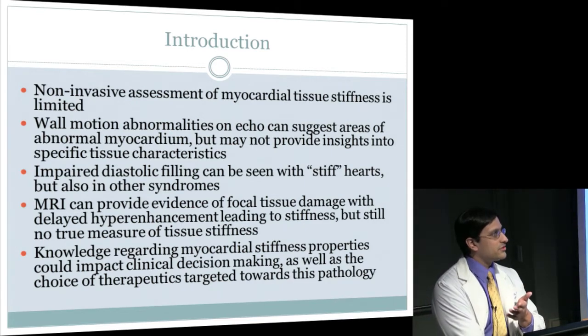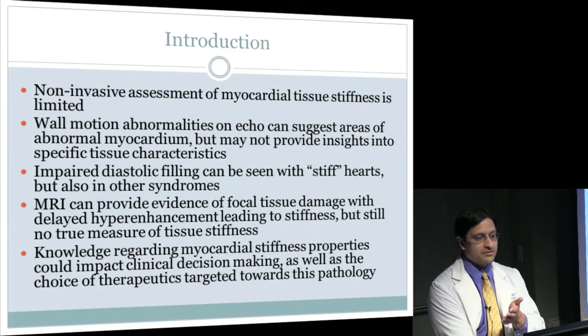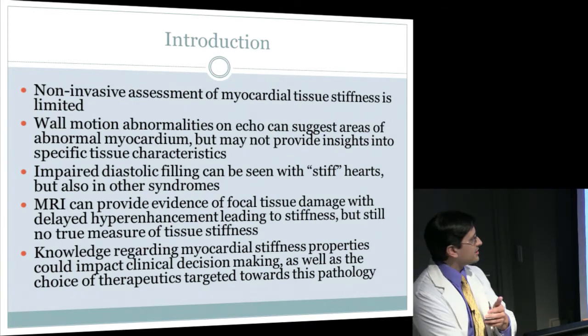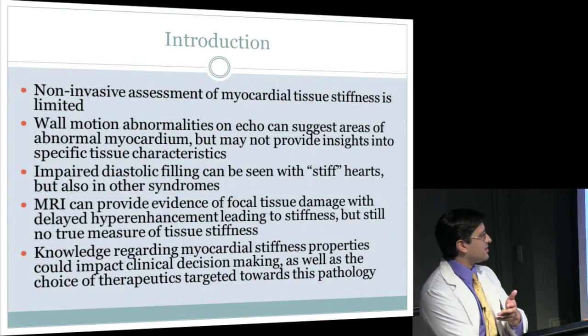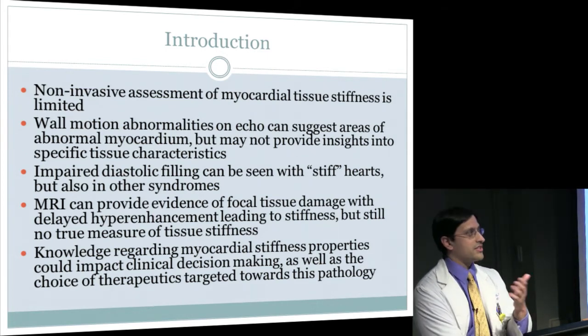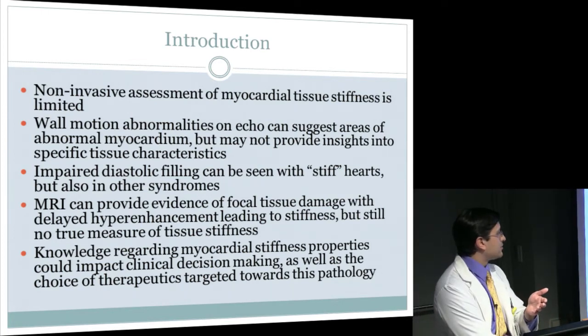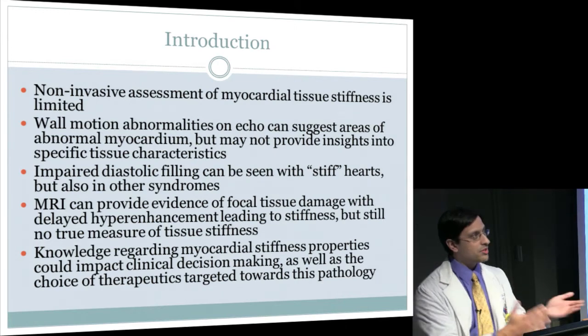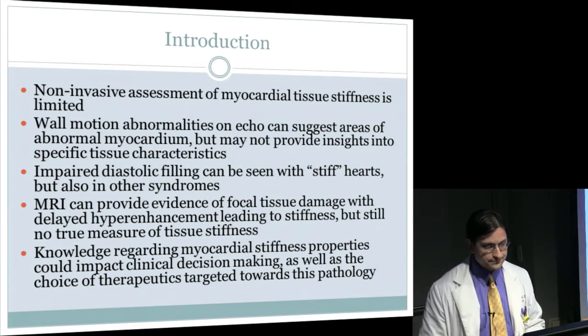And those areas may certainly be stiff, but the areas that don't have that increased gadolinium uptake, we still can't assess for stiffness. And so I think the ability to identify areas of the heart that are stiffer than normal tissue could impact our differential diagnoses for patients, and also inform us as far as what therapeutic targets or pathways we would choose for particular patients.